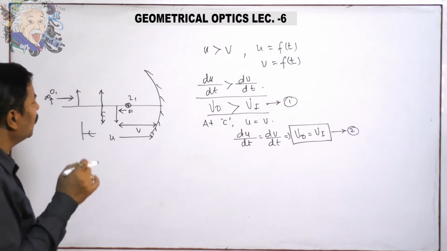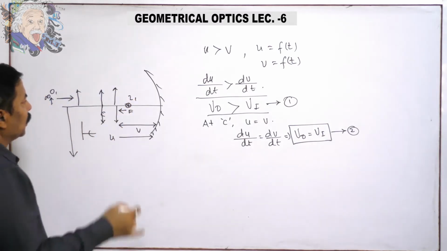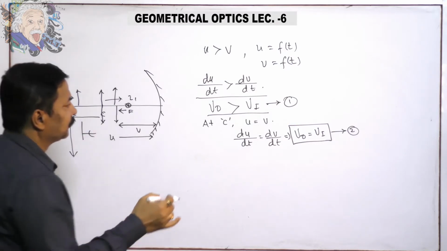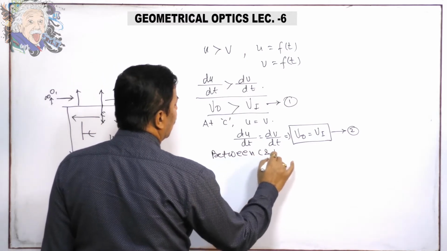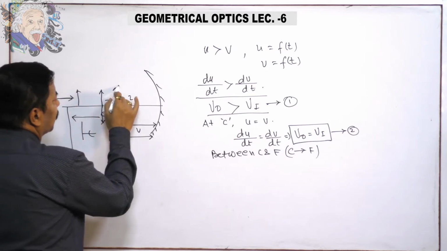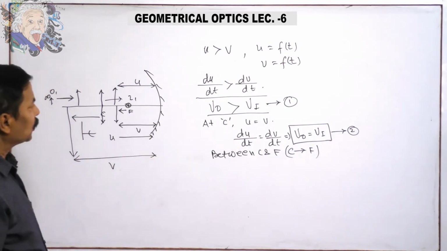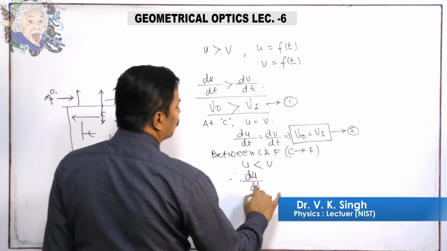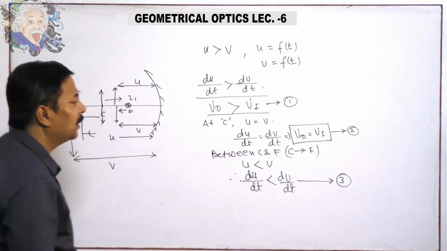If we come into the third region, that is from center of curvature to focus, if here is the object, we will be getting the image on this side. So if object has moved from center of curvature to focus, the image has moved from center of curvature to infinity. So between C and F, the object is moving from C to F. Here you see, this distance is basically your u, and this distance is basically your v. So what you observe, u is less than v, therefore du by dt must be less than dv by dt. This is our third result.